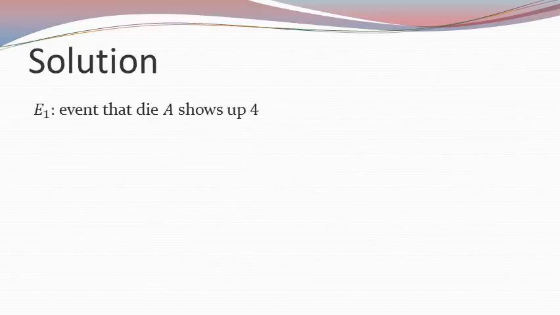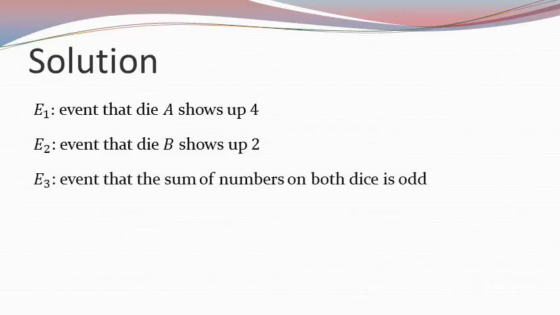Well, first let us write down what the events are. So E1 is when die A shows up a 4, E2 is that die B shows up a 2, and E3 is that the sum of the numbers on the two dice is odd. So we can find out P of E1 very easily. That would be equal to 1 by 6. Similarly, P of E2 can be found. It's 1/6.